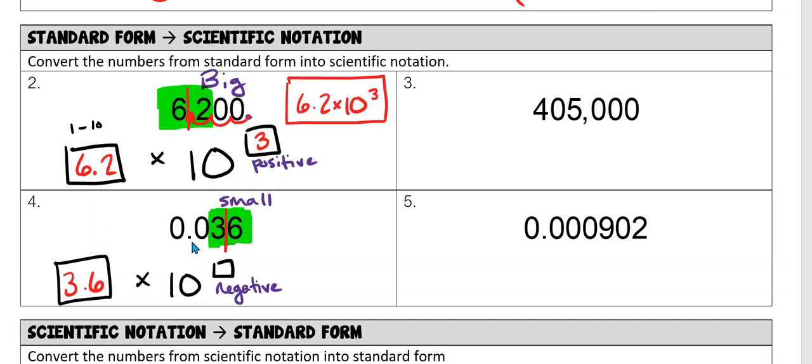And now I need to count how many spaces we move our decimal point. So we count 1, 2 spaces. And since this is a small number, we're going to use a negative exponent. So it's going to be negative 2. So if we put this all together, it's going to be 3.6 times 10 to the negative second.